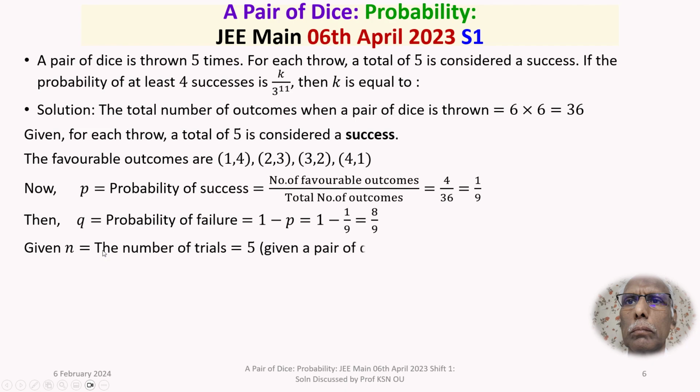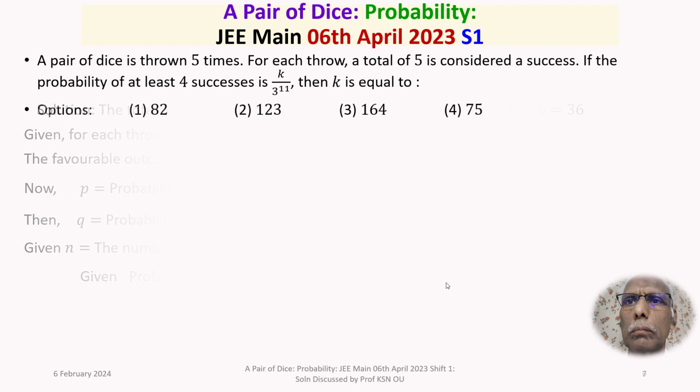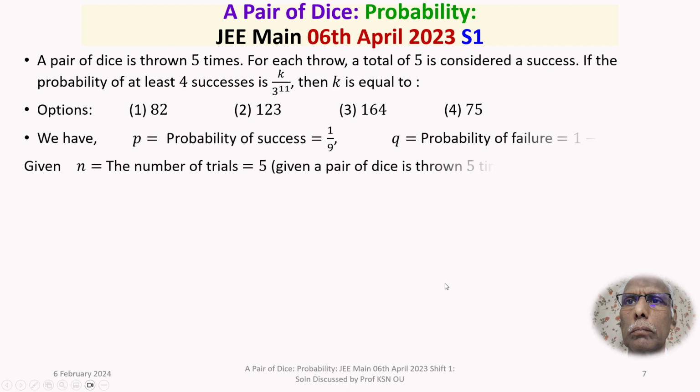Given n, the number of trials, is equal to 5. Why is the number of trials 5? Because it is given a pair of dice is thrown 5 times. So the number of trials is 5, so n is equal to 5. Given the probability of at least 4 successes is k by 3 to the power of 11, we are required to find the value of k. We continue in the next slide.